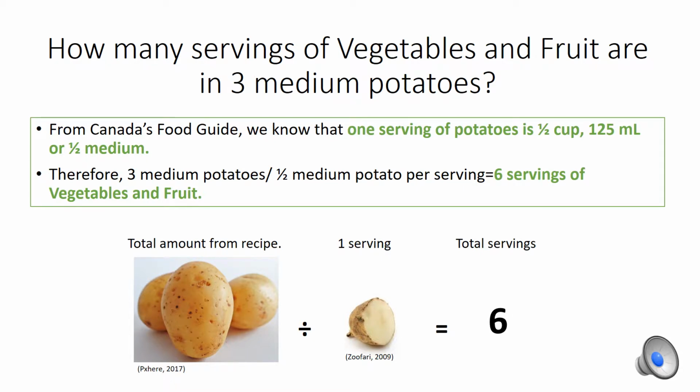How many servings of vegetables and fruit are in 3 medium potatoes? From Canada's Food Guide, we know that 1 serving of potatoes is half a cup, 125 milliliters, or half of a medium potato. Therefore, 3 medium potatoes divided by half a medium potato per serving equals 6 servings of vegetables and fruit.